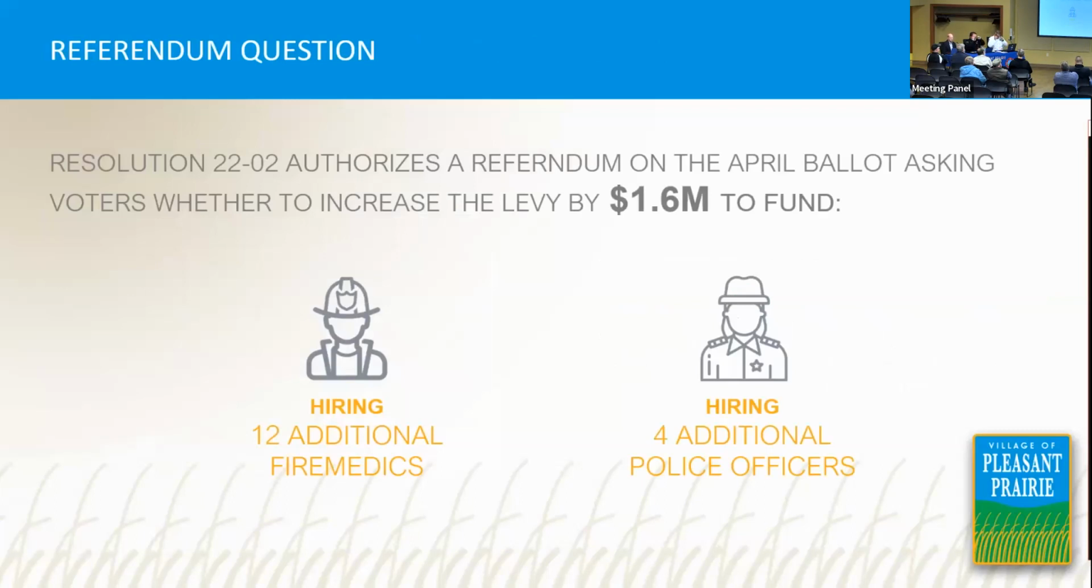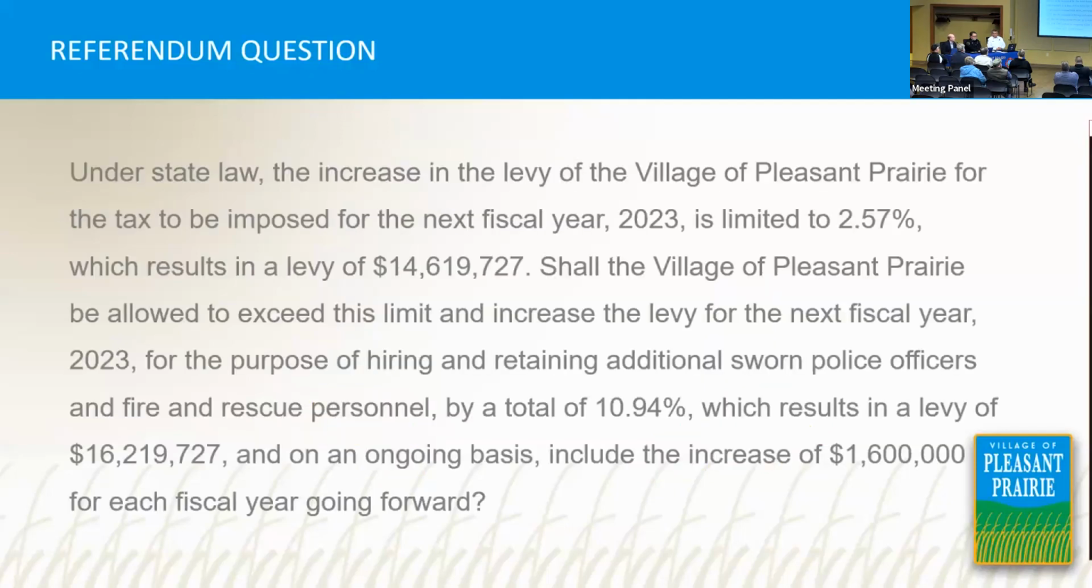So consistent with the public safety assessment and the survey results, we presented before the board a resolution 22-02 to authorize a referendum to be placed on the April ballot, asking voters whether to increase the levy by $1.6 million to fund 12 additional fire medics and 4 additional police officers. And here's the referendum question.